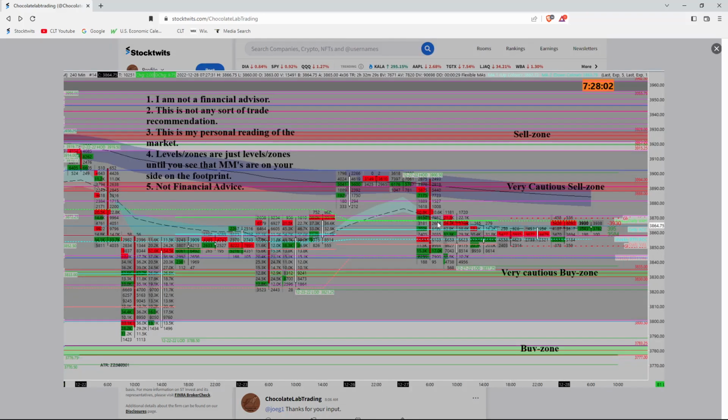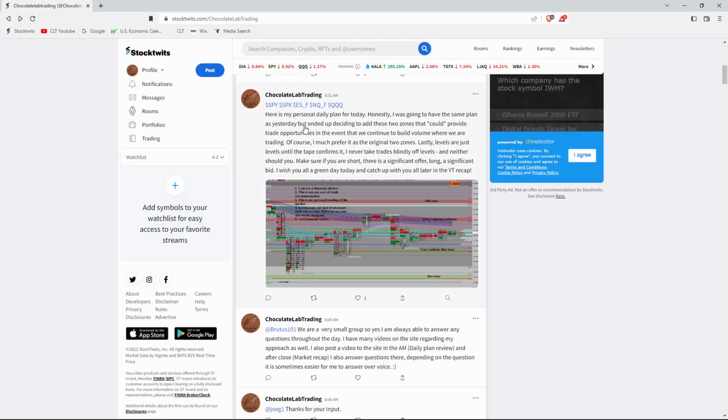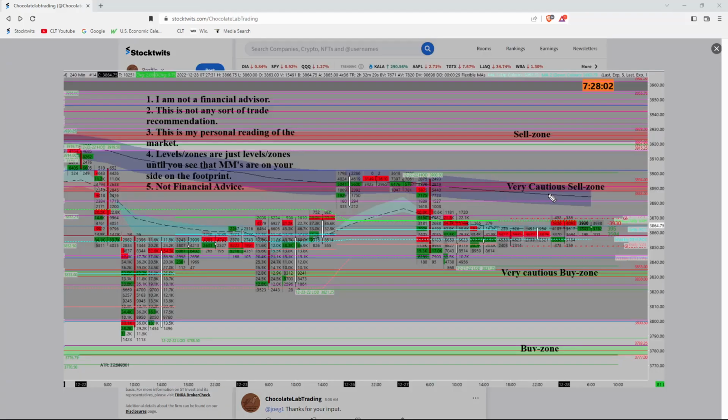So, daily plan. I posted here, I said this was my personal daily plan today. Honestly, I was going to have the same plan as yesterday. So if you guys do remember or do not, yesterday's plan was this sell zone and this buy zone, not these two very cautious ones. But in the event that we're just going to continue building volume in this area, I added these two inflection points that could provide a trade opportunity.